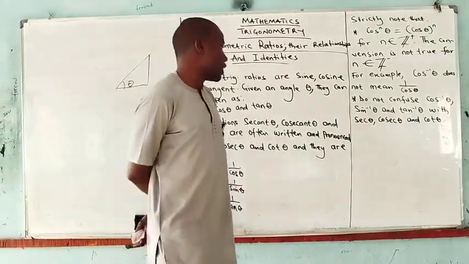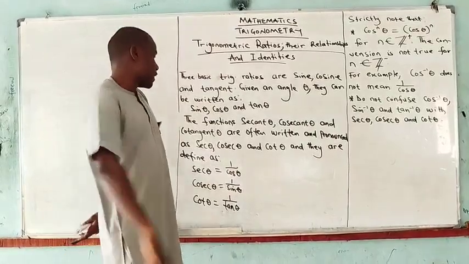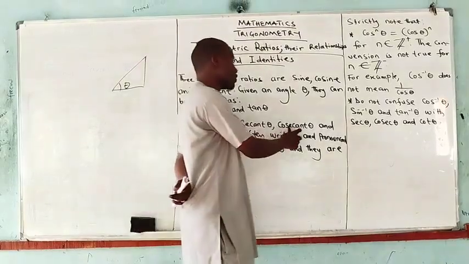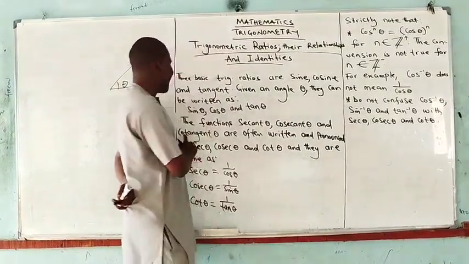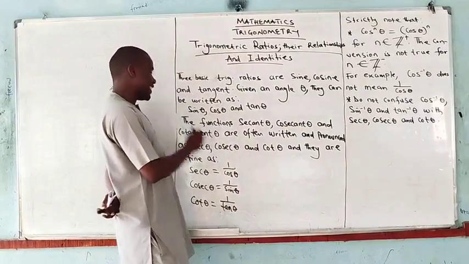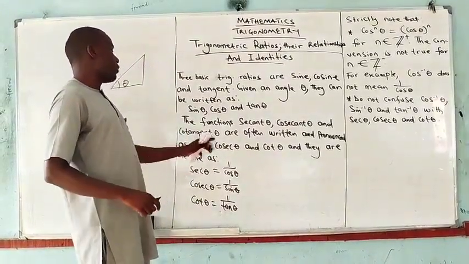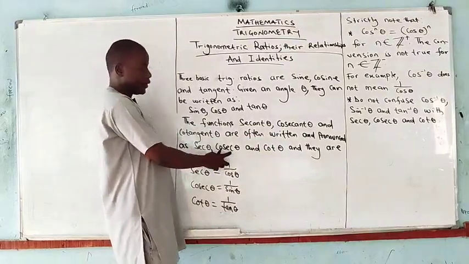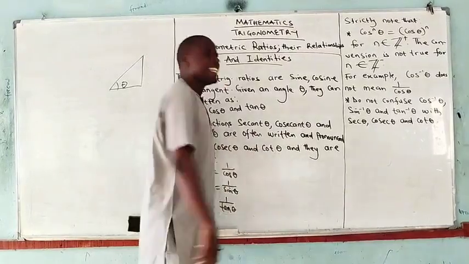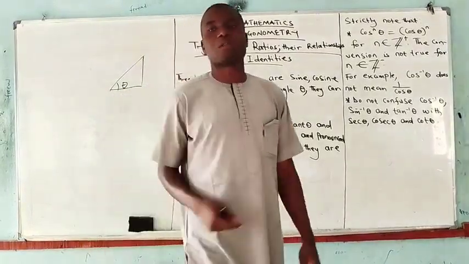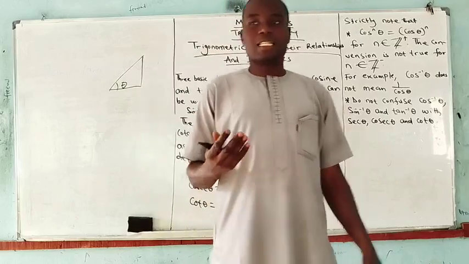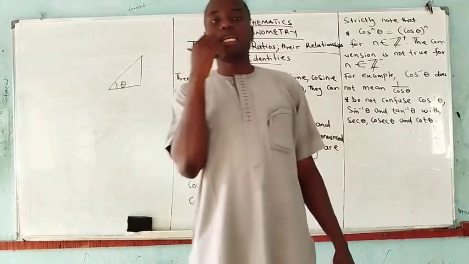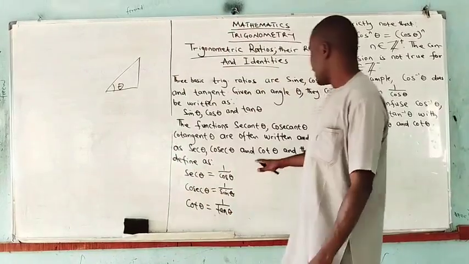We have some other trigonometric functions. As you can see, they are secant theta, cosecant theta, and cotangent theta. They are often written and pronounced as sec theta, cosec theta, and cot theta. That is the shortest form. Instead of secant theta, just write sec theta. Instead of cotangent theta, just cot theta. Understand? So here they are.